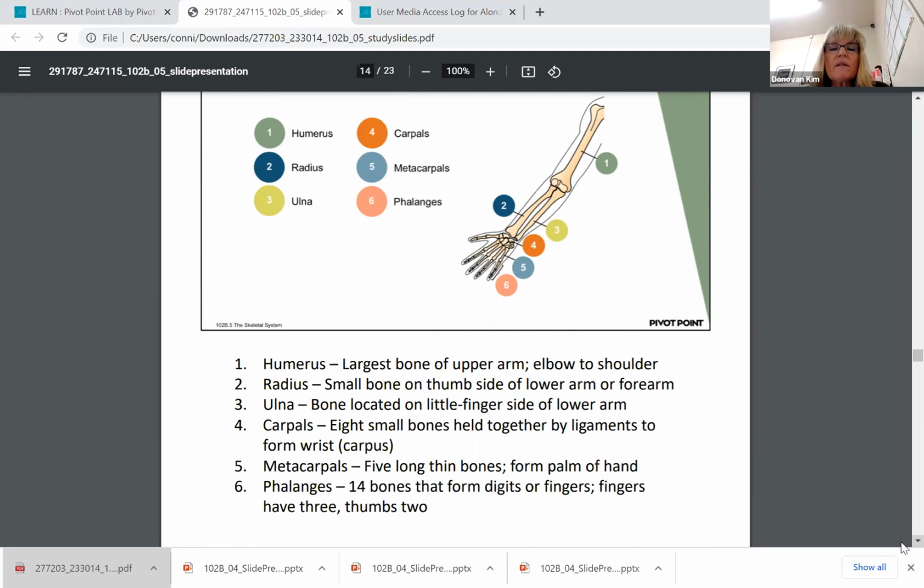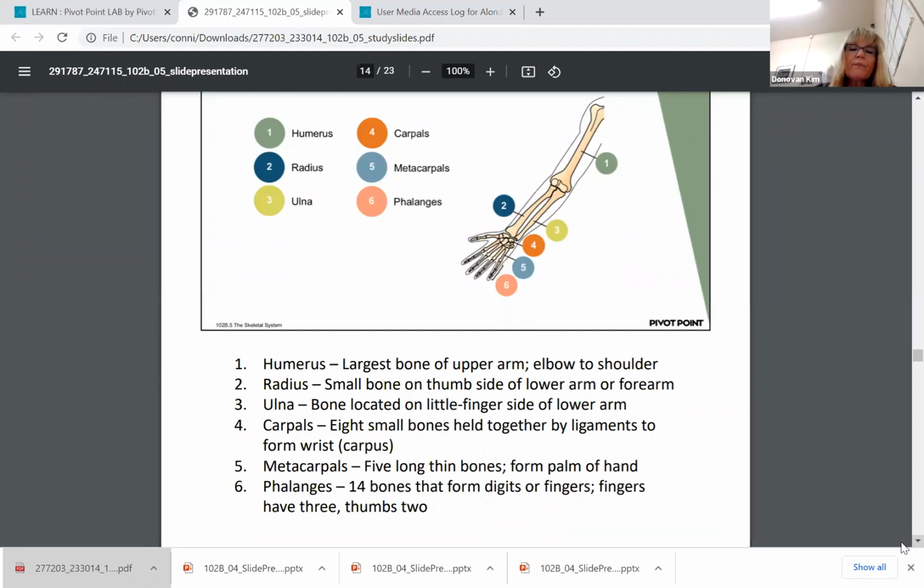The radius is the small bone on the thumb side. This is in your lower arm, small bone on your thumb side. So that's like this, your forearm, okay? Your ulna is on your pinky side, coming down the back of your arm here. Your wrists have 8 small bones held together called carpals. So your wrists are carpals. Carpal tunnel, right, in your wrists are carpals. Your metacarpals are the palm of your hand. You have 5 of those bones in the palm of your hand. And your phalanges are what forms your fingers and your thumb, right?